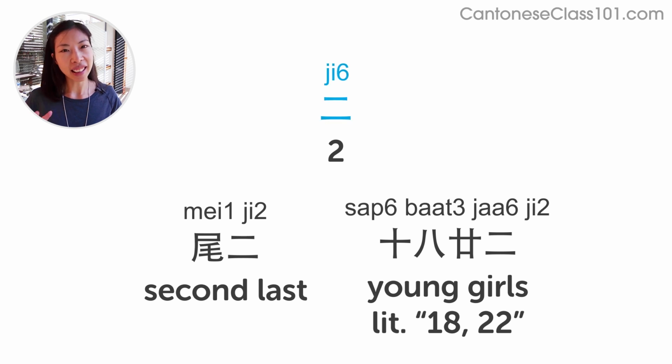Interestingly, when yi is the last character in certain words, it's pronounced with the second tone instead of the sixth tone. Here are some examples. 尾二, second last, and 十八二十二, young girls, literally 18 22, meaning young girls.